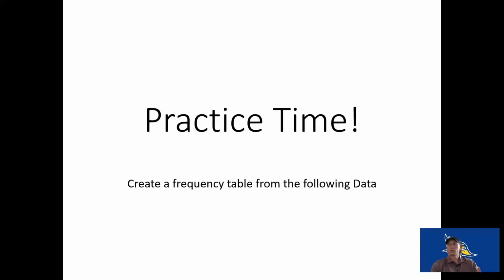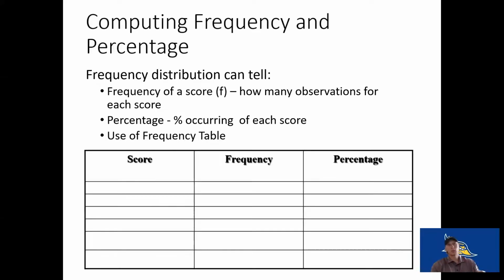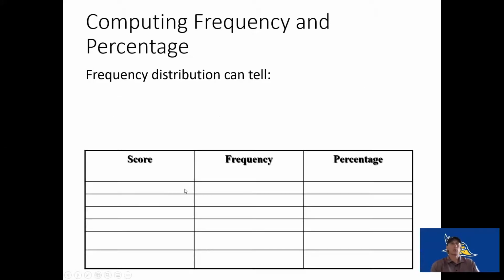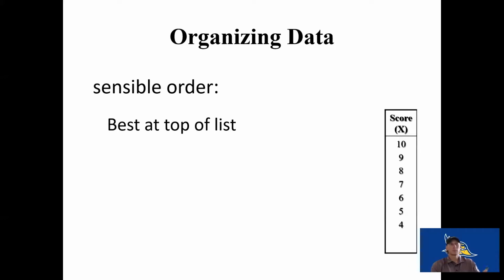So I want you to create a frequency table for yourself. You'll pause this. How you'll do this is you'll put each individual score that's possible: 10, 9, 8, 7, 6, 5, 4, 3, 2, 1, 0. And then the frequency is how many times that occurred. Okay, so if 10 happened, we'll go back here.